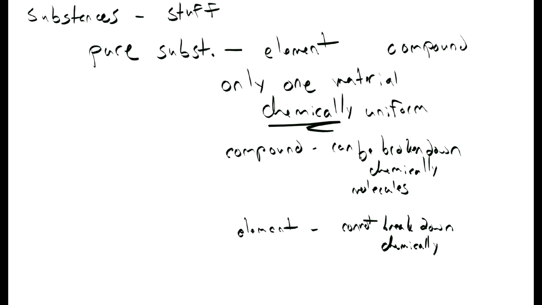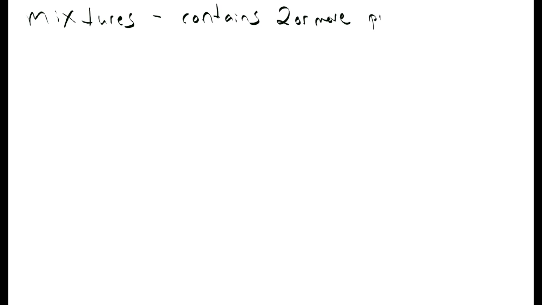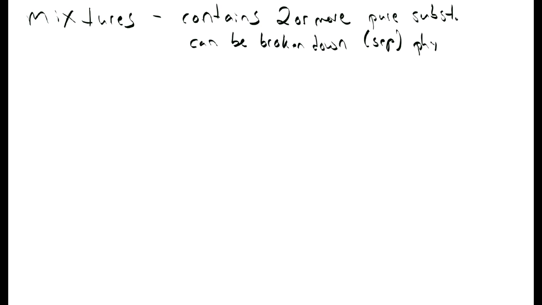Next up, you have your impure substances, but that's not a good way to define them, so we call them mixtures. A mixture contains two or more pure substances. So it's going to have two or more elements or two or more compounds, and it can be broken down or separated physically. So a mixture can be separated physically. You don't have to use chemical means to separate it.